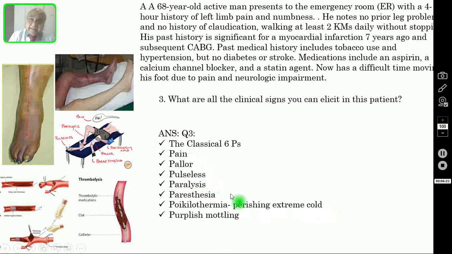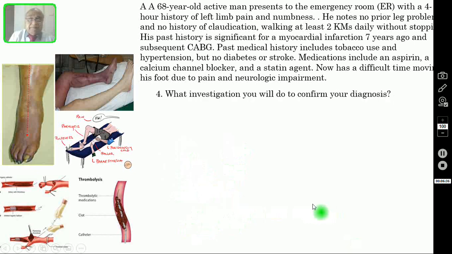So these are the classical 6 things. Along with these 6 P's, we can also add the purplish mottling as the 7th P. Purplish mottling is also a very important finding. So question number 4, what investigation will you do to confirm your diagnosis?